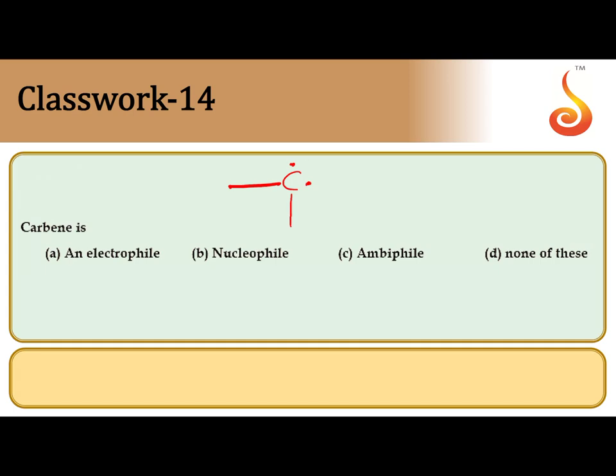This is a highly unstable, highly reactive intermediate. So it has only 6 electrons, 2 sigma bonds. 2 sigma bonds means 4 electrons and 2 unshared electrons, totally 6 electrons. To get an octet, it still requires 2 more electrons. So this is an electron seeking species, nothing but an electrophile. So the answer is A.